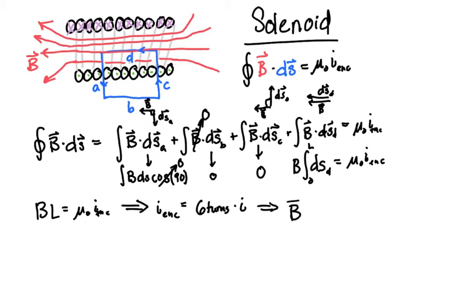So the strength of the magnetic field is equal to mu naught, the permeability of free space, times the current, times the number of turns inside my loop, divided by the length of a portion of my loop inside my solenoid. And we can further describe our number of turns per length as a turn density. So B equals mu naught times the current in each loop times n, the turn density.